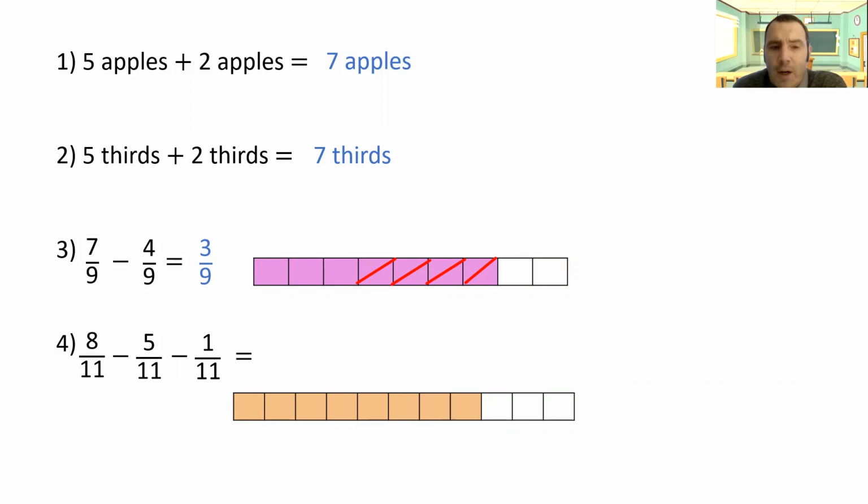We do exactly the same for question 4. We have a bar split into 11. I've got 8/11 shaded in. I need to take away 5 and 1 more, and I'm left with 1, 2 in my bar model. So the answer to that one is 2/11.